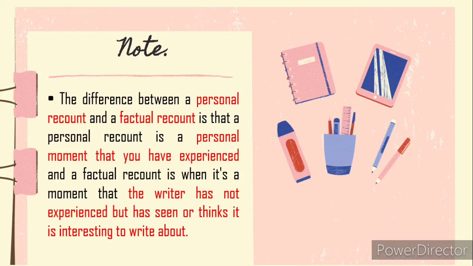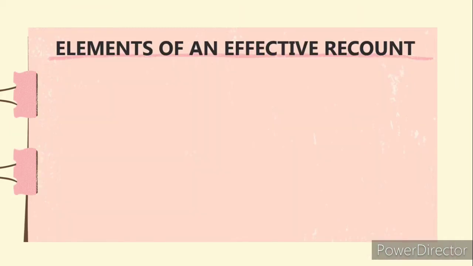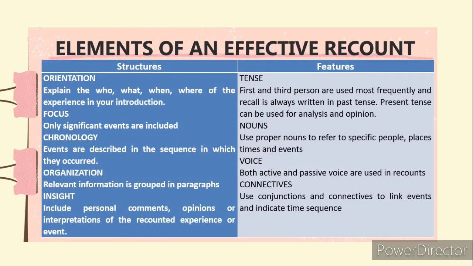The elements of a recount in terms of structure and feature. For the structures, we have orientation, explain the who, what, when, where of the experience in your introduction. Focus, only significant events are included. Chronology, events are described in the sequence in which they occurred. Organization, relevant information is grouped in paragraphs. Insight, include personal comments, opinions, or interpretations of the recounted experience or event.